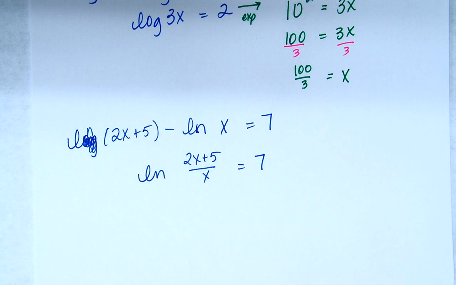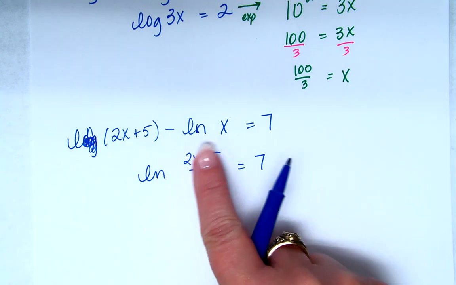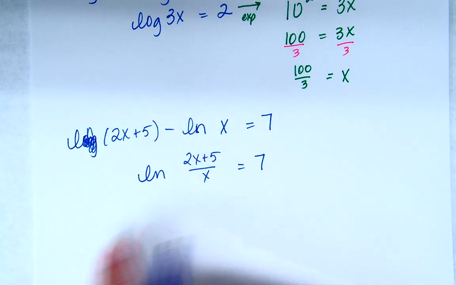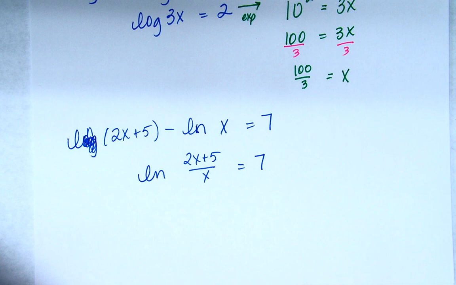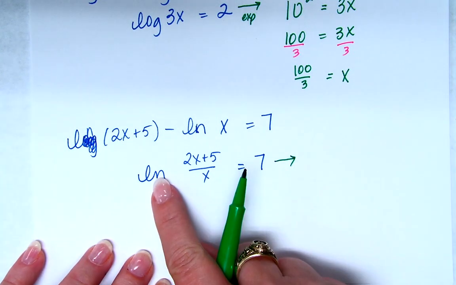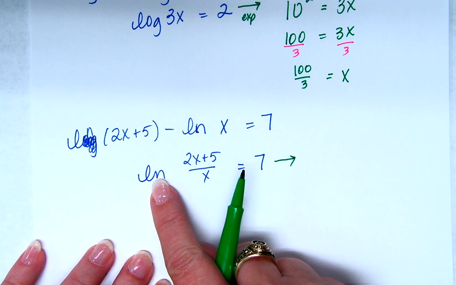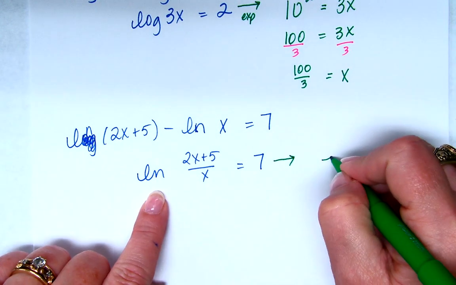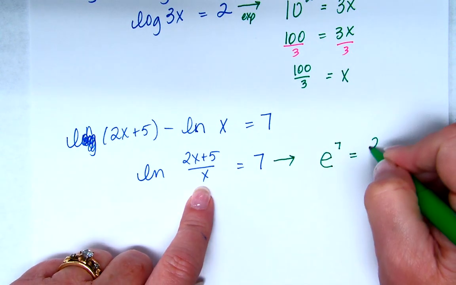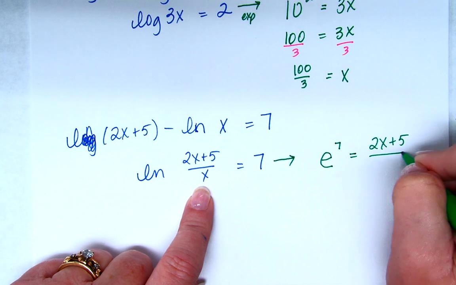Is my natural log isolated? Yes, because remember this is all inside the natural log, right? Okay, so if the natural log is isolated, where do I want to go now? Exponential form. What's the base of this log? Not this time. E, right? So e to the 7th power equals 2x plus 5 over x.